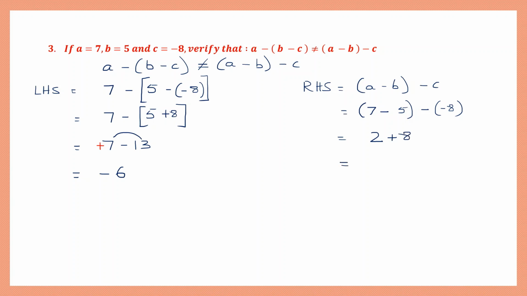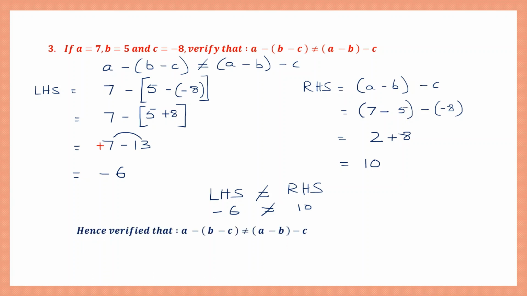So 2 plus 8 is 10. So as you can see, on the left hand side, what did we have? Minus 6. On the right hand side, we got 10. So these two are not equal to each other. Left hand side is not equal to the right hand side, and we have verified it. So hence verified that A minus (B minus C) is not equal to (A minus B) minus C.